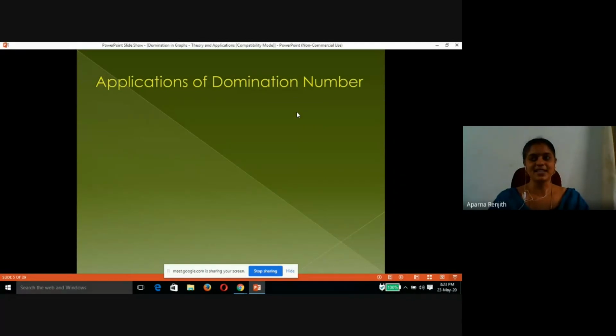So let us have a quick look at the applications of domination number. One of the major applications is in security systems. If you have a system that can be mathematically modeled using graphs, and you want the entire system to be monitored at minimum cost, so that with a minimum number of monitors the entire system is under control, there a dominating set comes into the picture.